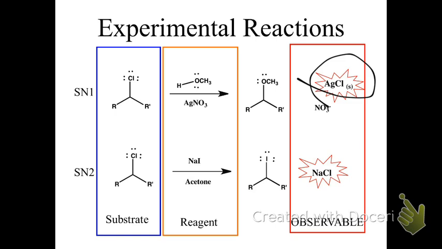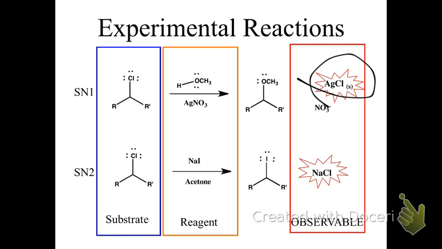In the SN2 case, we're going to change the reaction conditions. The solvent changes and the reagents slightly change as well. In that case, we're going to do a substitution between iodine and chlorine. We're going to swap out the chloride for an iodide, and in the process, we're going to form sodium chloride. What is sodium chloride also commonly known as? Salt. What do you know about salt, or salts in general? Dissolves in water.